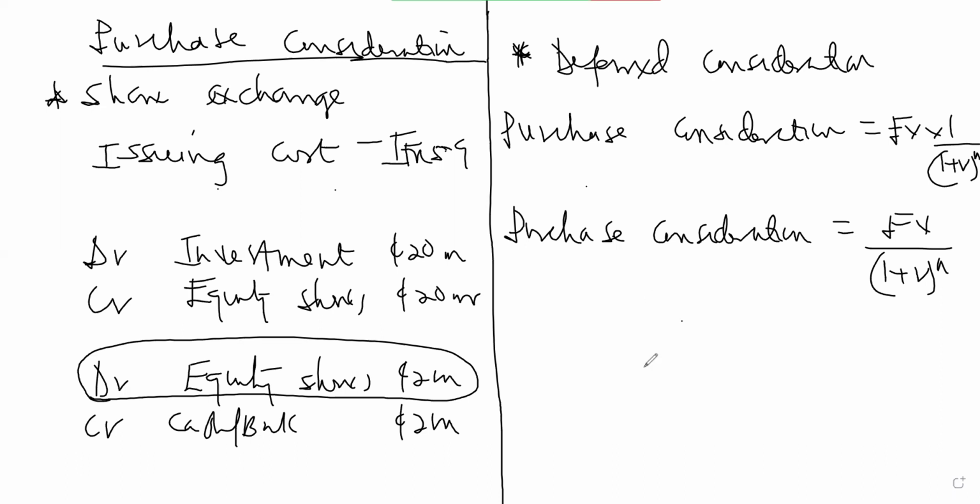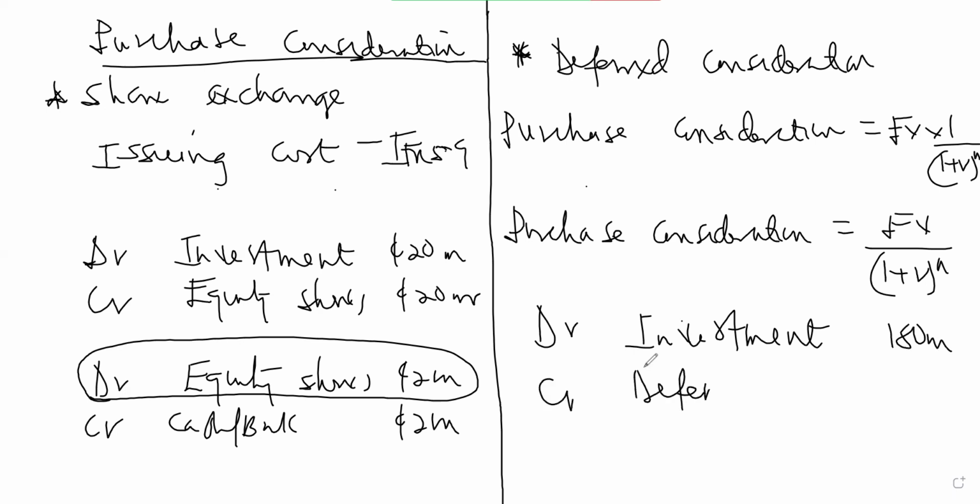So you debit the investment. This is the investment that we are having in the subsidiary. If you are buying shares in the subsidiary, that is an investment. That will be an asset for you. So debit investment, which is 180 million. Then you credit deferred consideration, because it's going to be 3 years, that will be a non-current liability. So that is today. That is the initial recognition.